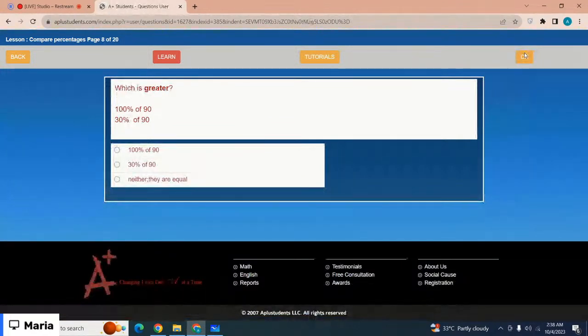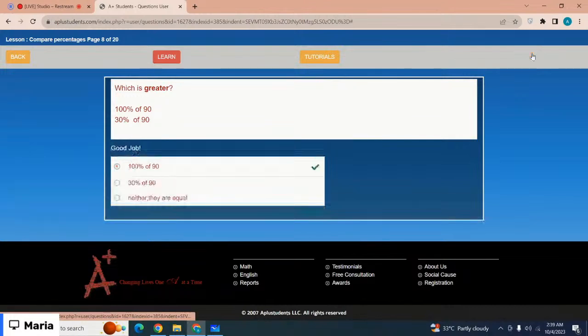So 40% of 30 is greater than 80% of 10. Okay, which is greater, 100% of 90 or 30% of 90? Obviously 100% of 90 is greater, right? Because you have to calculate the percentage for the same number, 90 and 90, but 100% is more than 30%. So 100% of 90 is greater than 30% of 90, right?